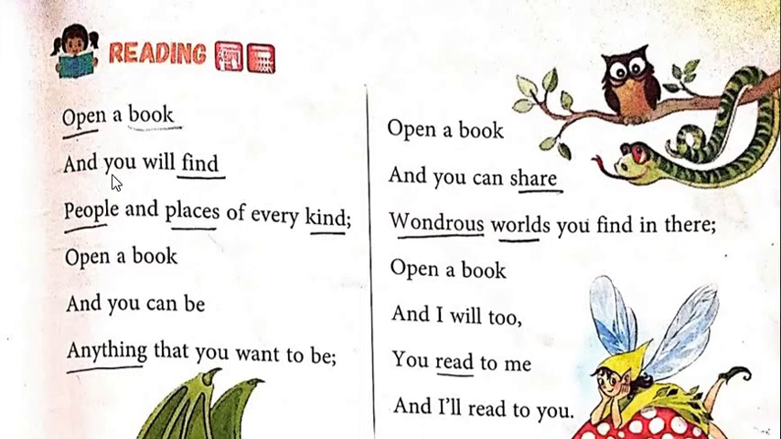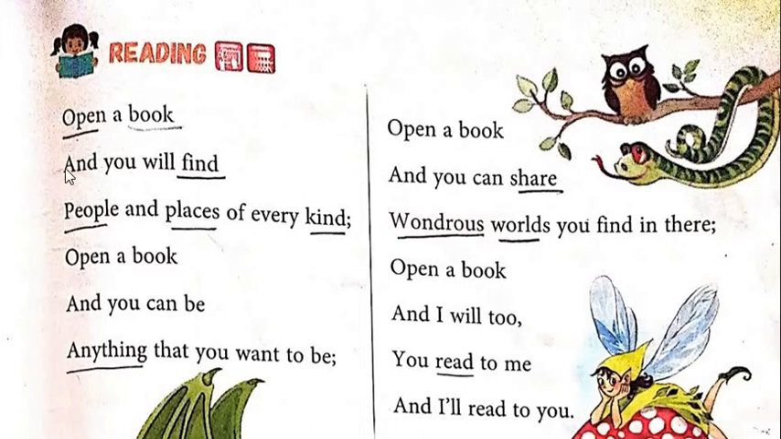So how many times it is written? Poet has written, open a book, open a book, open a book, open a book. So it is 4 times. Now you have to remember this, okay. See, again I am reading so that you will be able to do it.